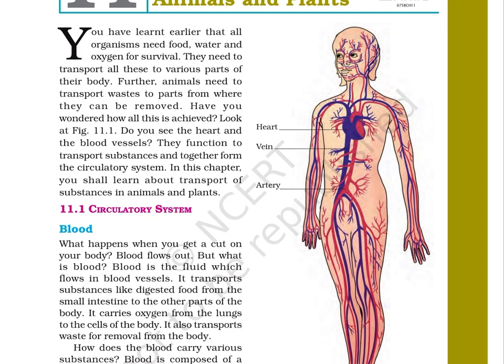Figure 11.1. Circulatory system. Arteries are in red color and veins in blue color. In this figure, we can observe the heart at the center of the body. There are blue-colored lines which are branching out. These are veins. There are also red-colored lines branching out. These are arteries.